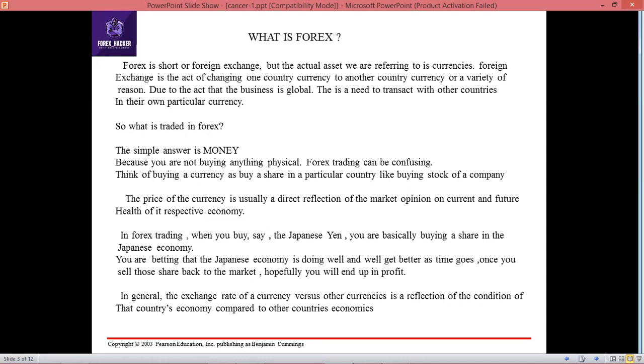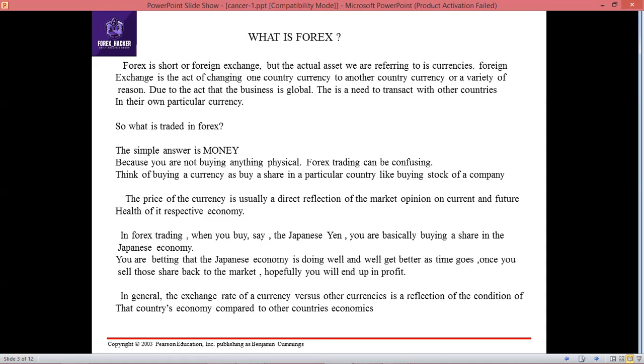Think of buying a currency as buying a share in a particular country, like buying stock of a company. What this is trying to tell you is, when you're trading forex, look at the currency as if you are buying a share in a particular country.